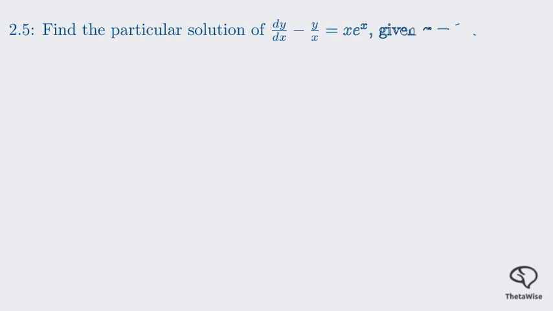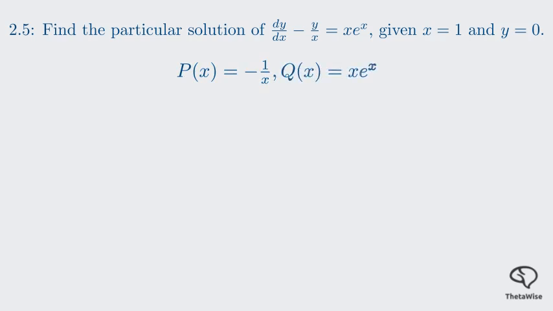Let's work through one more particular solution problem, just to solidify the process. The problem is to find the particular solution of dy/dx minus y over x equals x times e to the x, given x equals 1 and y equals 0. First, we get it into standard form. It's already there. We can rewrite negative y over x as negative 1 over x times y. So P is negative 1 over x, and Q is x e to the x.